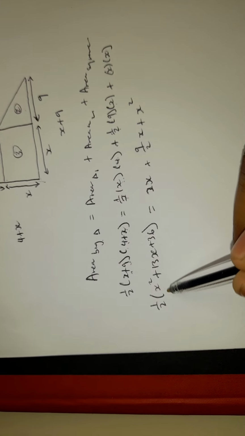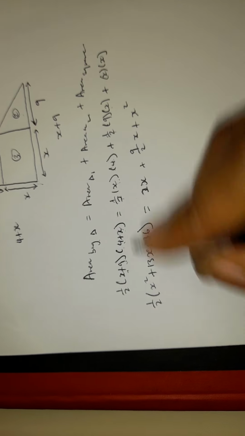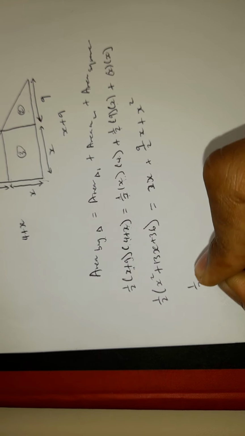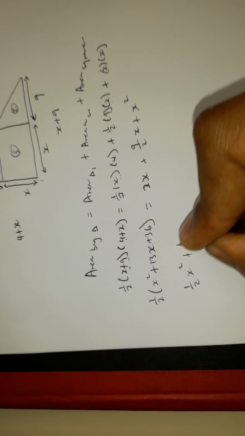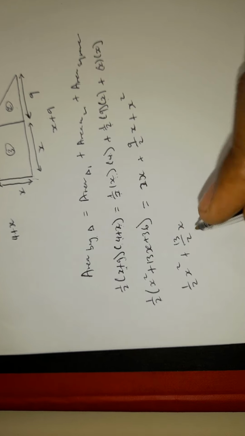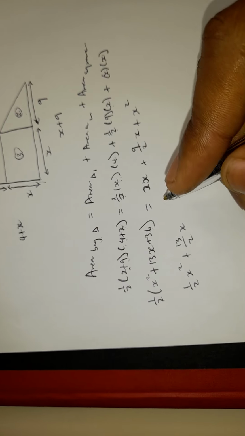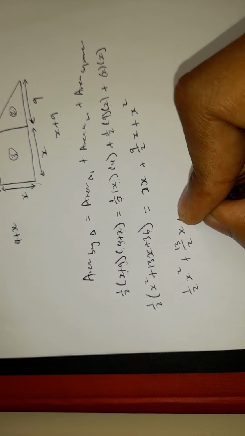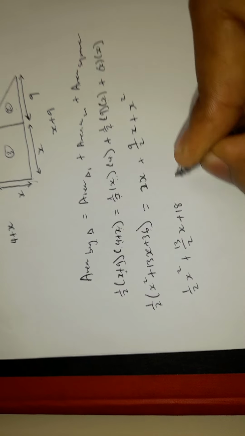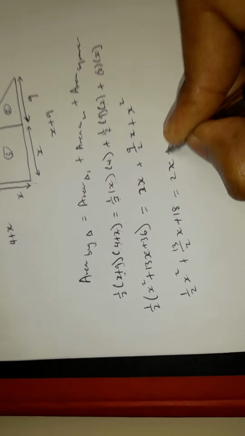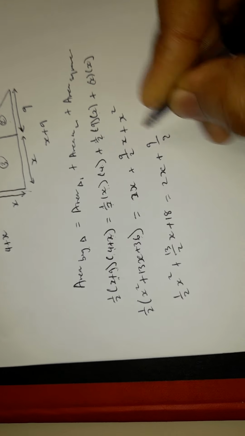Then from here, you have to multiply by half throughout, right? And then you're going to have half x squared plus 13 over 2x, and then 36 divided by 2 is going to be 18, right? So we're going to have plus 18. So this is what we have so far.